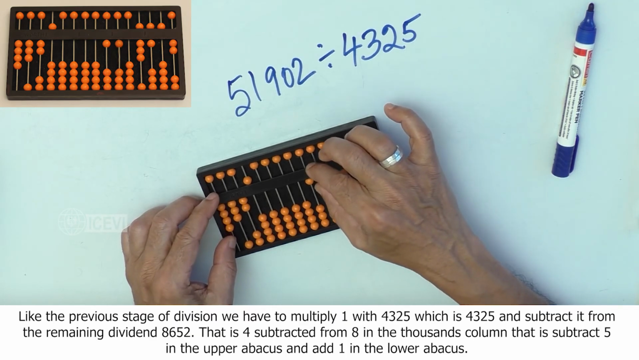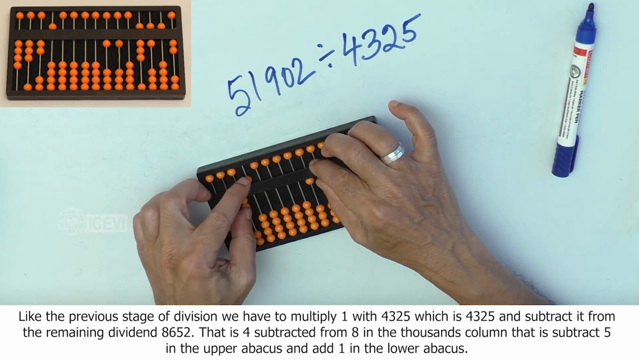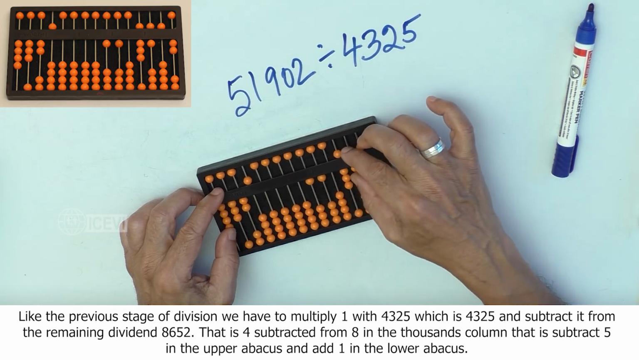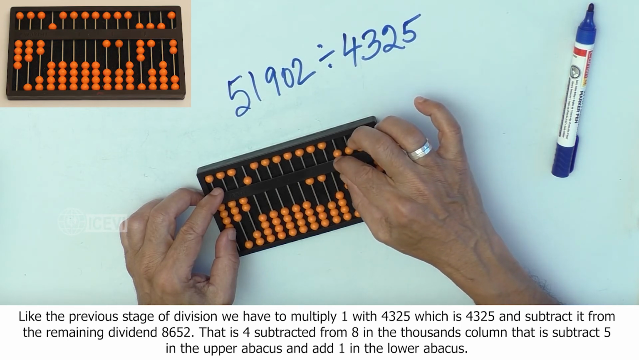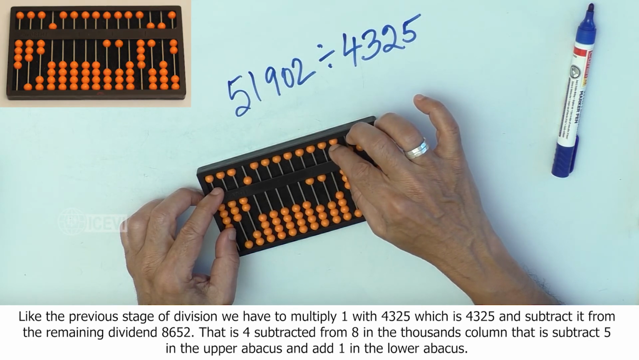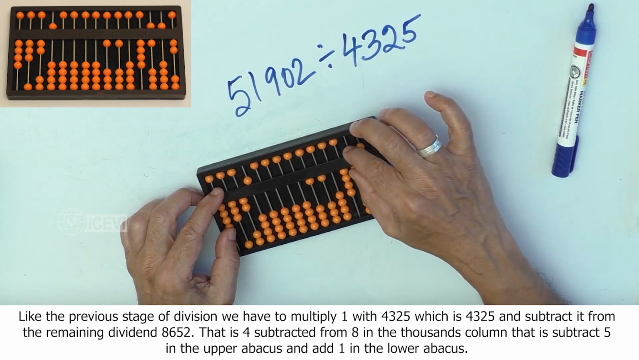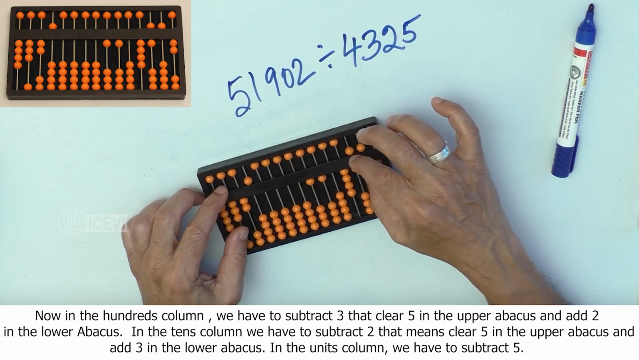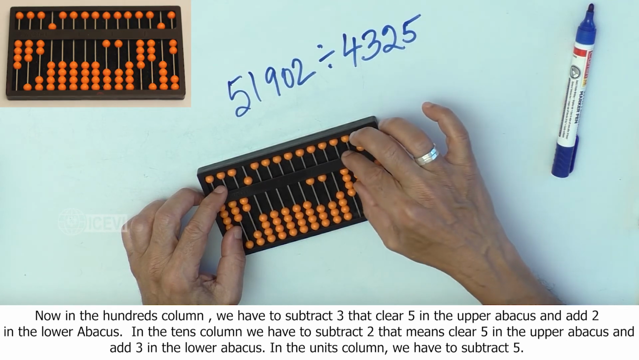Like the previous division, we have to multiply 1 with 4,325 and subtract it from the remaining dividend 8,652. That is 4 is subtracted from 8 in the thousands column. That is subtract 5 in the upper abacus and add 1 in the lower abacus. Now in the hundreds column we have to subtract 3, that is clear 5 in the upper abacus and add 2 in the lower abacus.